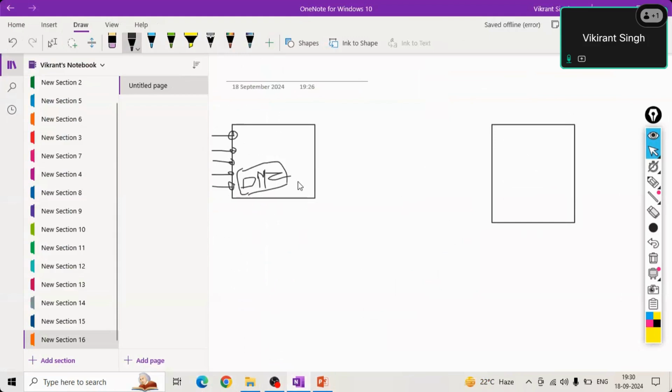So there is a DMZ and there are interfaces. A zone has a lot of interfaces. Understood? A zone can have multiple interfaces, but once an interface is aligned to a zone, it cannot be aligned to any other zone. Suppose this is E1/1.